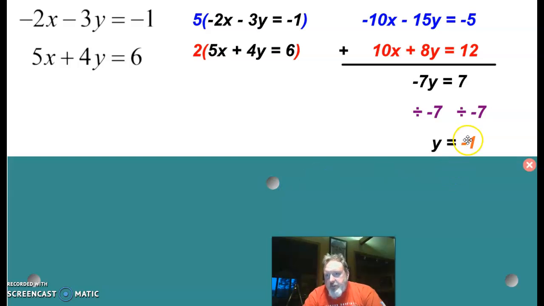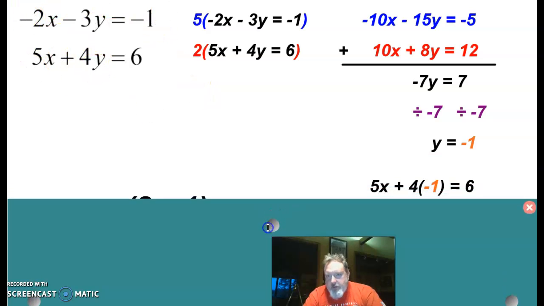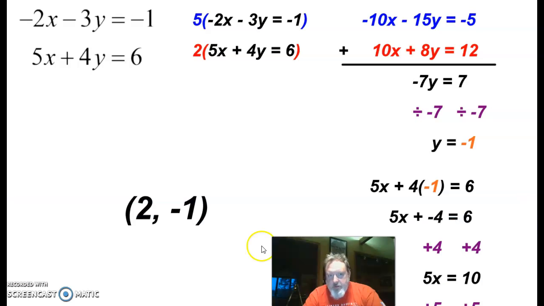Again, you have the choice here. You can plug this y value into this equation or the bottom one. I went ahead and plugged it into the bottom one. And we'll go ahead and scroll down here.